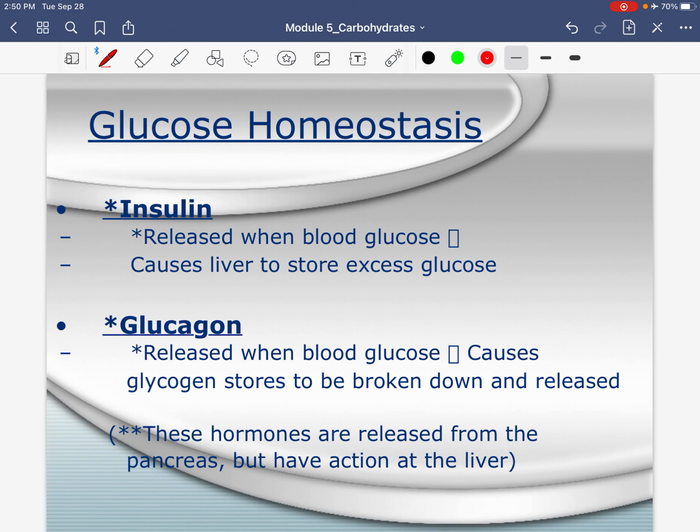Okay, so let's start with the basics. Insulin is a hormone that's released when blood glucose is too high. It's produced in the pancreas, released from the liver. On the other hand, glucagon is the hormone that's released when blood glucose is too low.